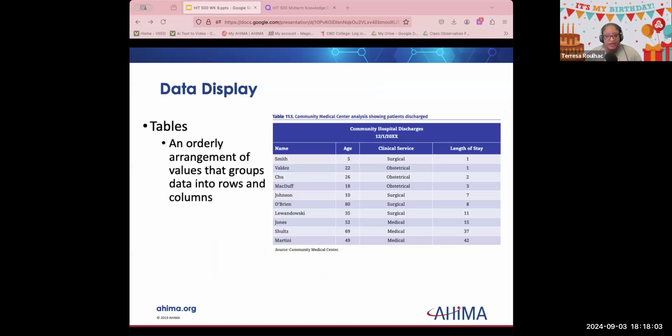So we have data display, okay? Now, clear data display is going to be important for effective analysis. We go back to set A and set B, where set A was clear, concise, like we knew exactly what was going on, and set B was just all over the place. Remember, I had to take aspirin because my eyes were hurting because I couldn't figure out where to focus.